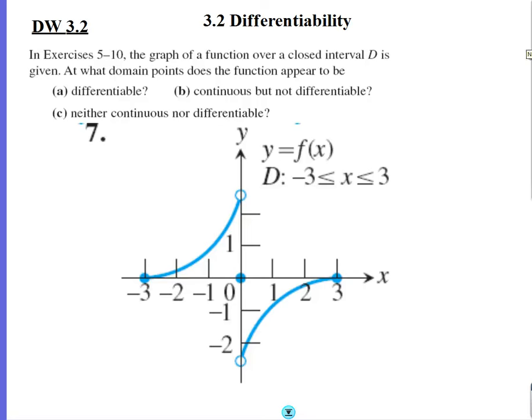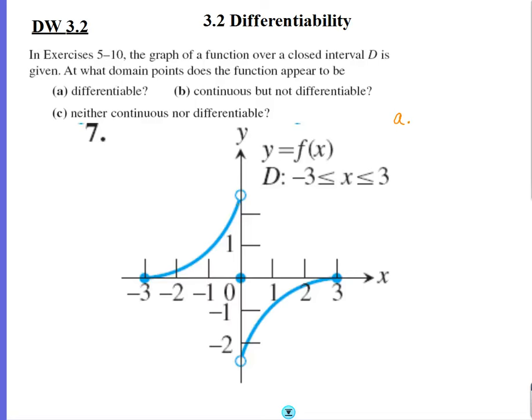In this exercise, it's asking us to find out on what domains it is differentiable, on which domains it is continuous but not differentiable, and in part C, where it's neither continuous nor differentiable. For part A, they want me to know where it's differentiable. I want you to do these. So for A, where is it differentiable? That is, where are there no sharp turns, no discontinuities, no vertical tangents? Where does that happen?